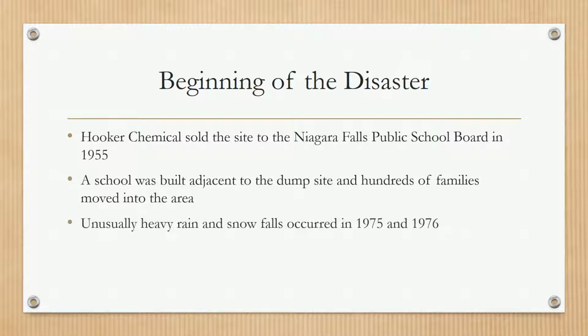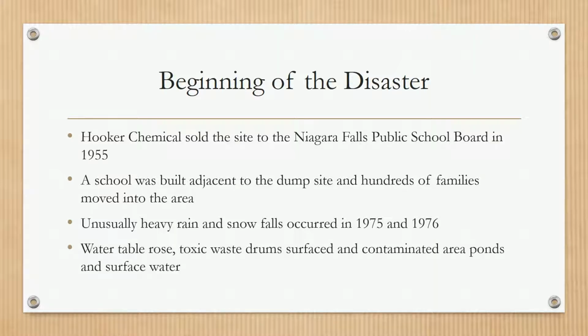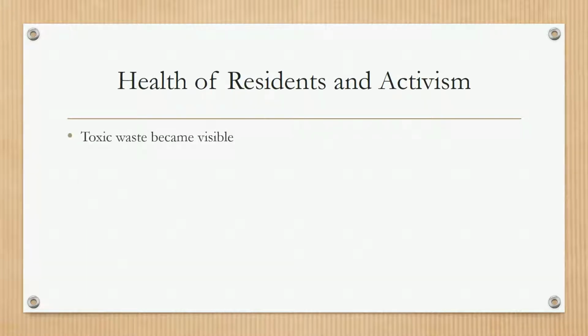In the years 1975 and 1976, there were a series of unusually heavy rain and snowfalls. This caused the water table to rise and toxic waste streams to surface in contaminated area ponds and surface water. Eventually, toxic waste became visible to the inhabitants of the Love Canal neighborhood.